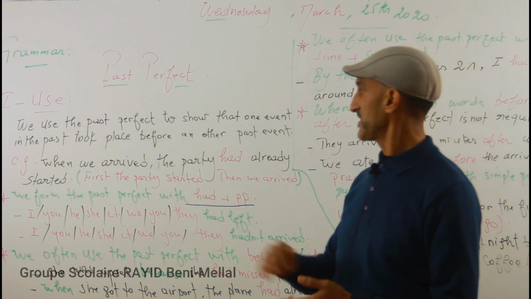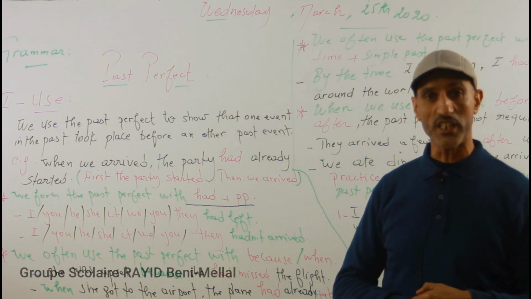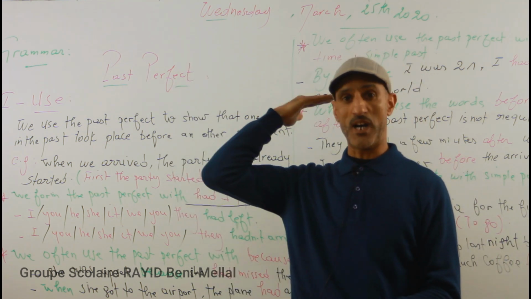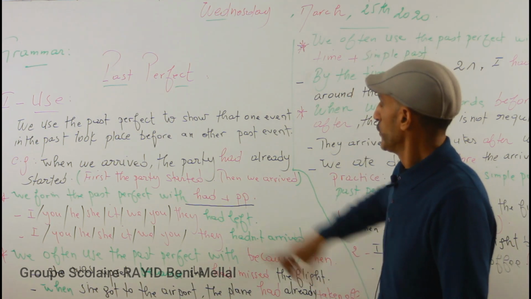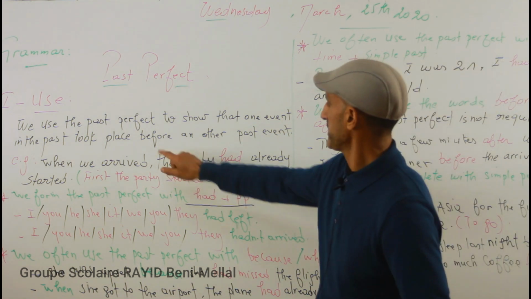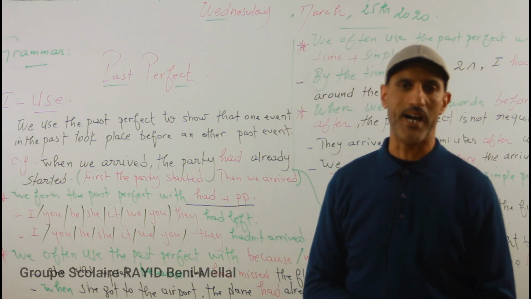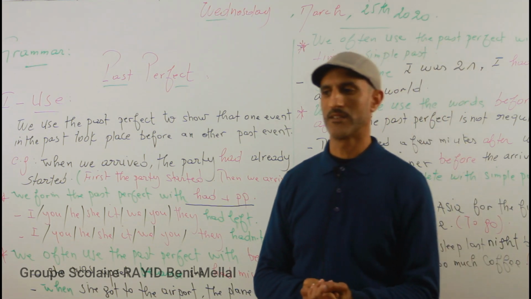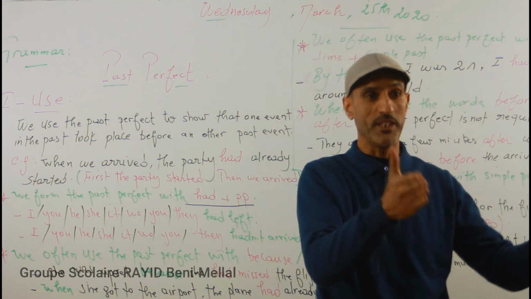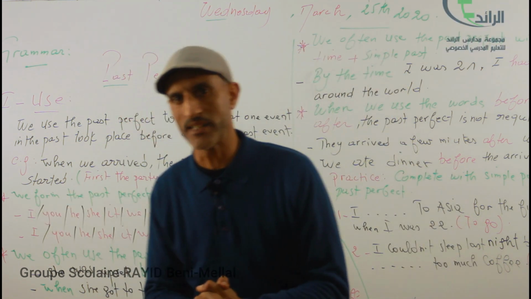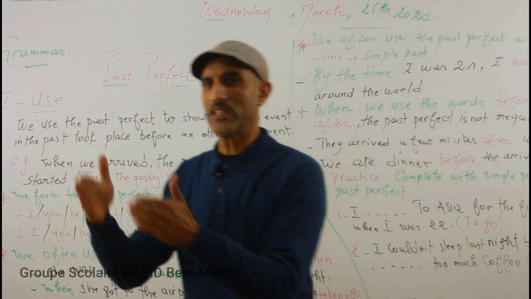So today, we are going to see something completely different. The focus is the past perfect. The first question is, when do we use the past perfect? Normally, the past perfect is used to show that one event in the past took place before another past event. In other words, we have two actions in the past, and one happened before the other. The first event should be in the past perfect, and the second event should be in the simple past. The earlier event is in the past perfect, and the later is in the simple past.